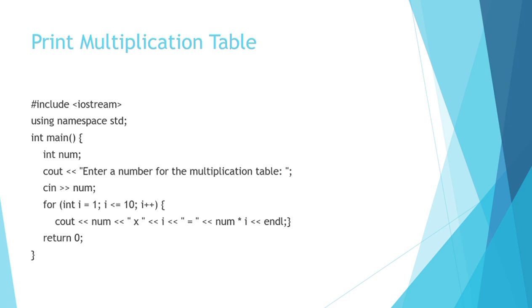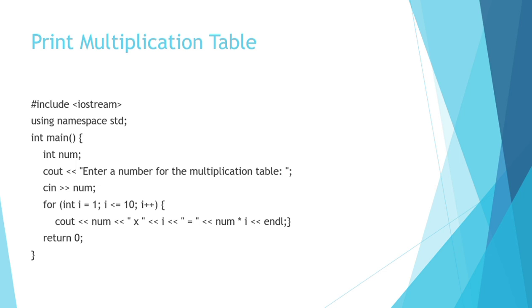cout << "Enter a number for the multiplication table"; The cout object is used to output data to the screen. This line prompts the user to enter a number for the multiplication table. The program will display, enter a number for the multiplication table, on the screen.